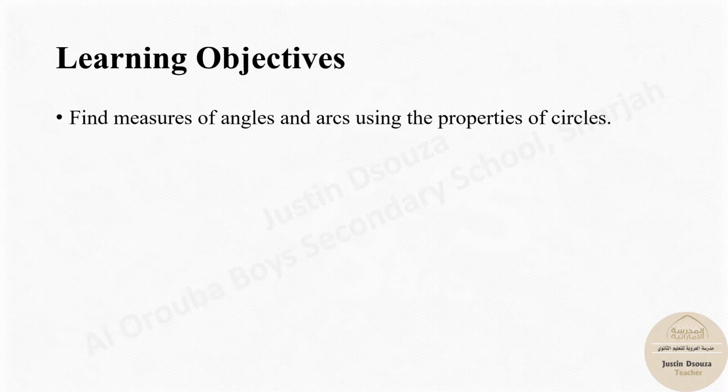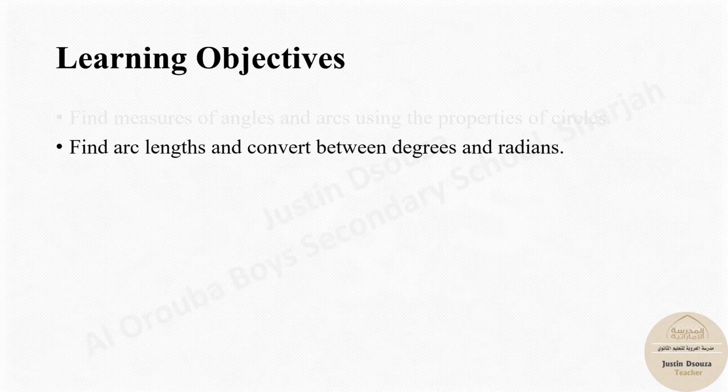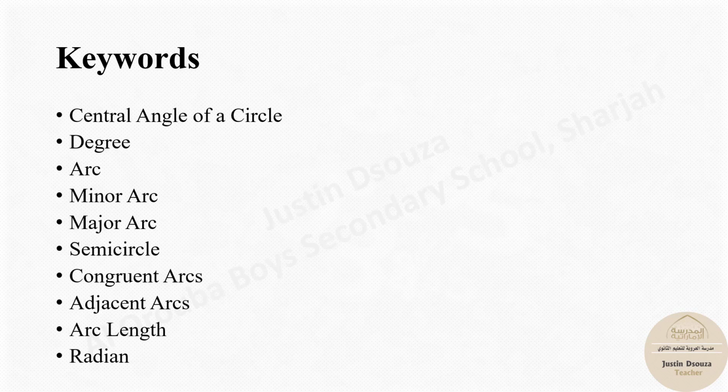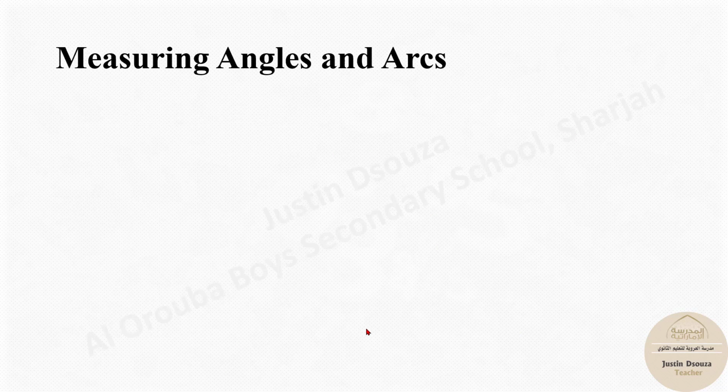The learning objectives of this lesson are to find measures of angles and arcs using the properties of circles, and to find arc lengths and convert between degrees and radians. The keywords in this lesson are central angle of a circle, degree, arc, minor arc, major arc, semicircle, congruent arcs, adjacent arcs, arc length, and radian. We'll come across all these keywords as we go on in this lesson.